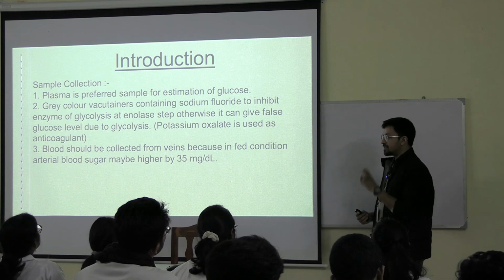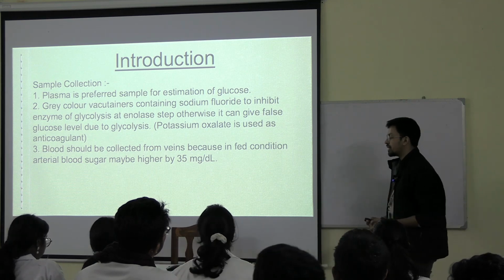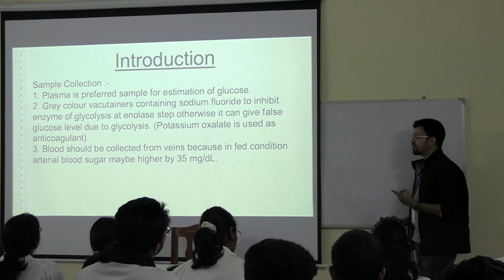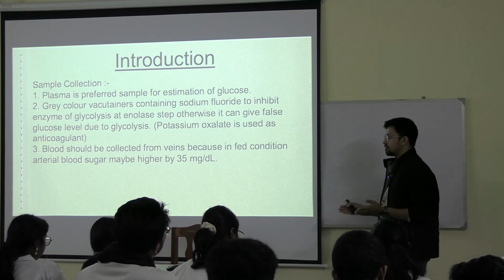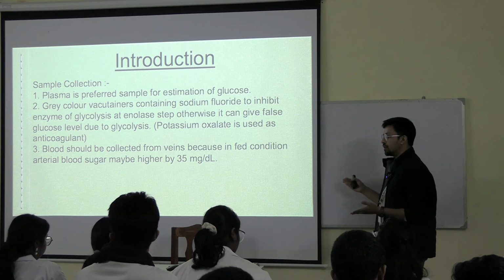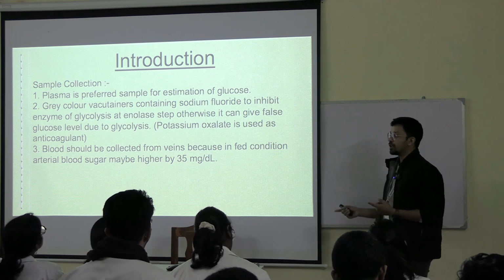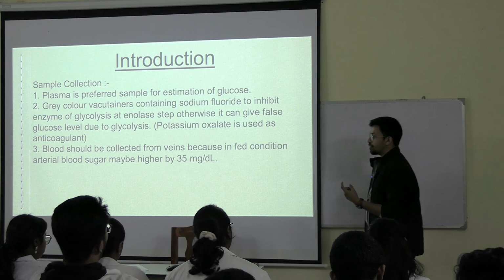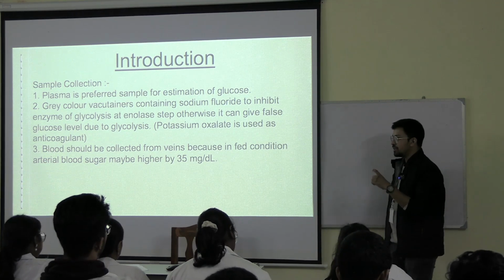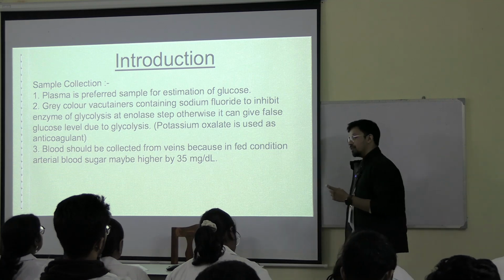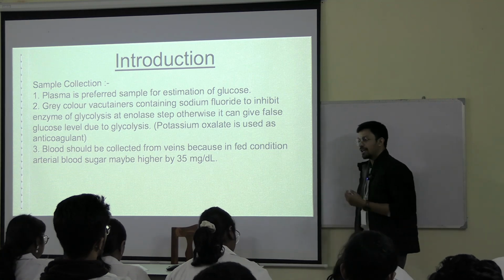All the containers are already color coded. You will get to know that in detail when you go into pathology. There are many more colors: green, orange, red, yellow, everything is there. But for the blood glucose level, we are using the gray vacutainers. Vacutainers means there is already a negative pressure created in the tube where you are collecting the blood, and the cap is gray.